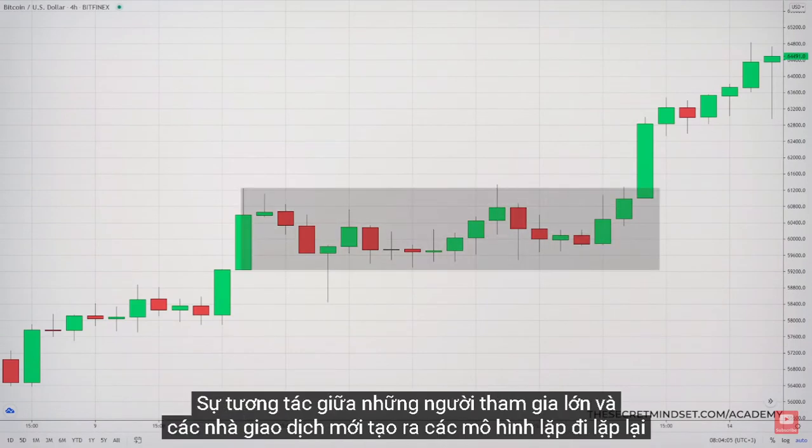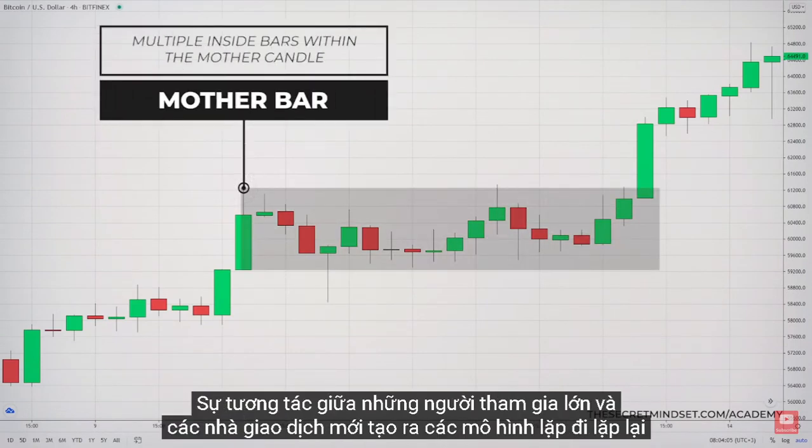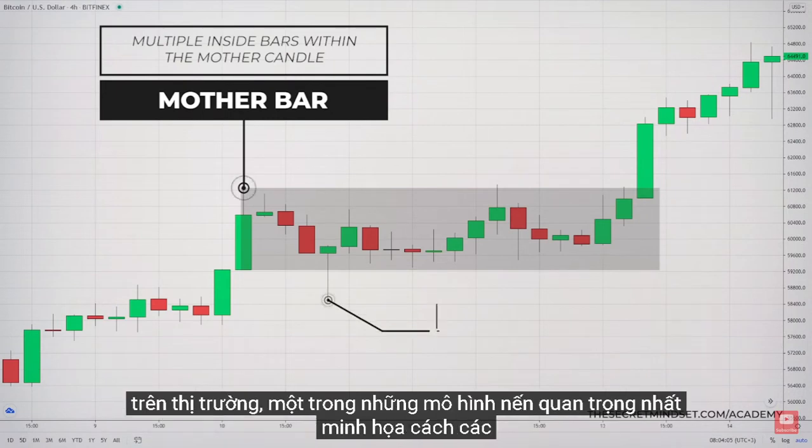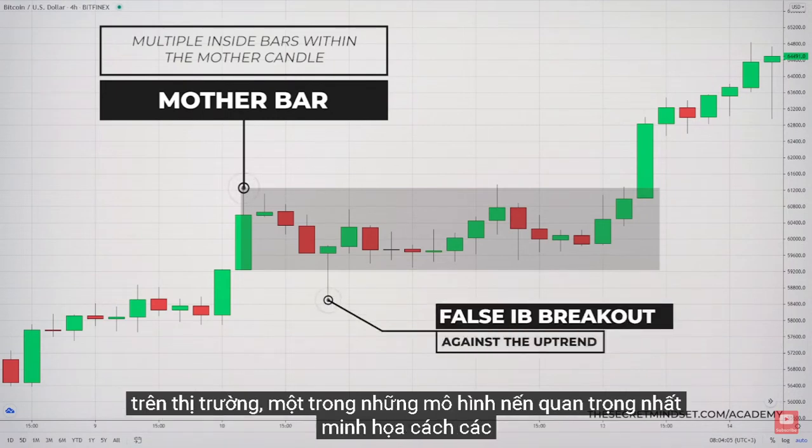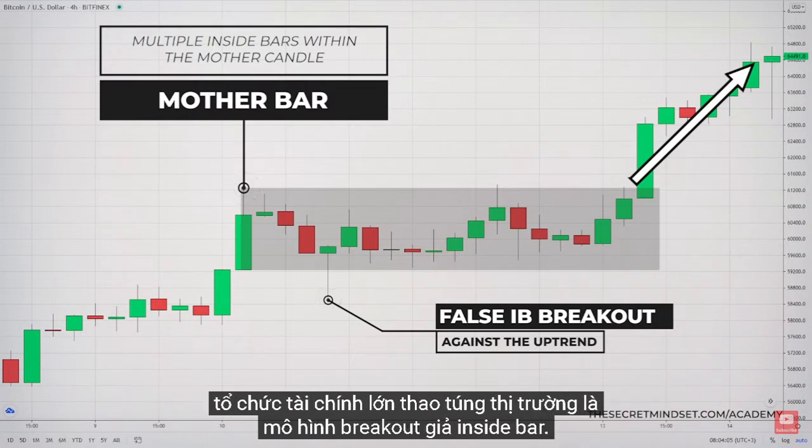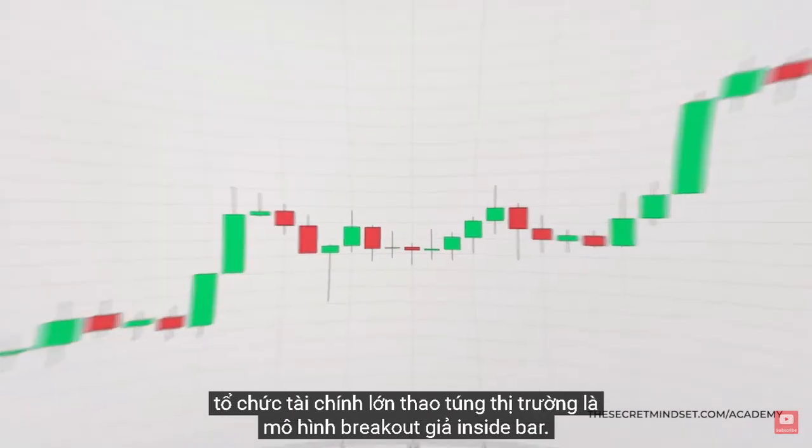The interaction between big participants and novice traders create repetitive patterns in the market. And one of the most important candlestick patterns that illustrates how big players manipulate the market is the inside bar false breakout pattern.